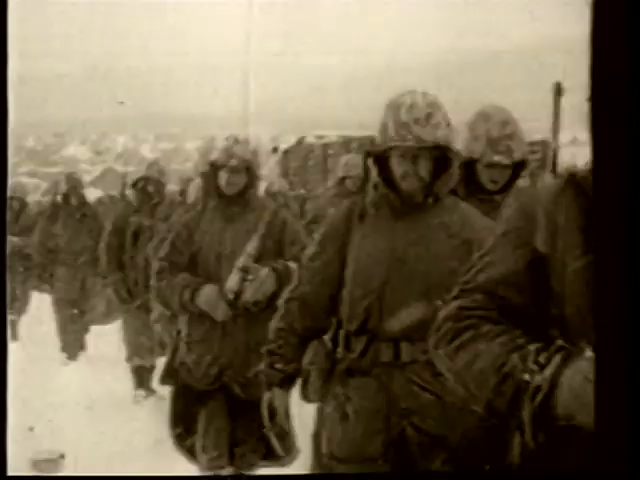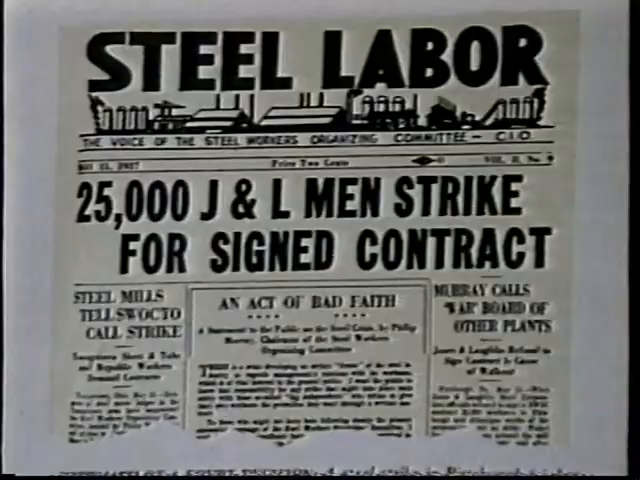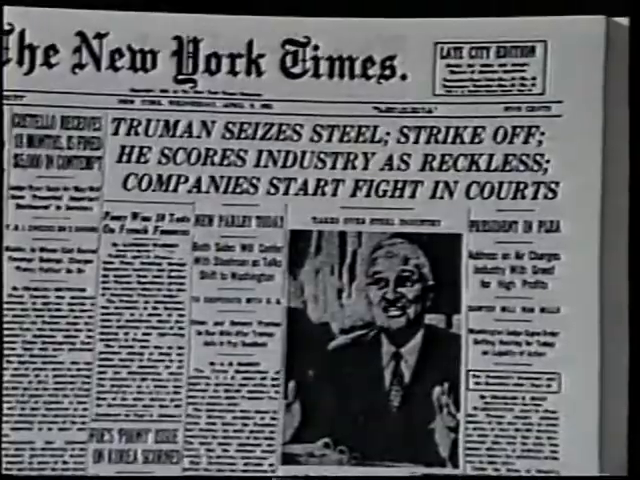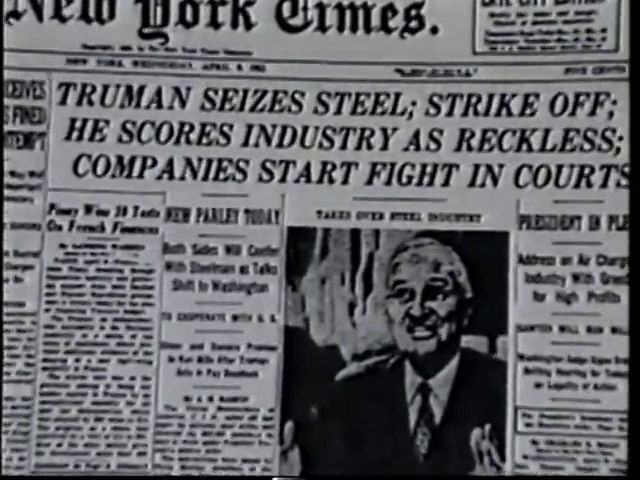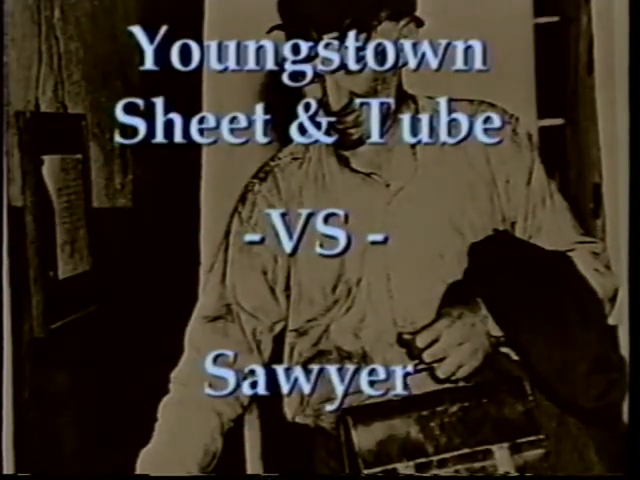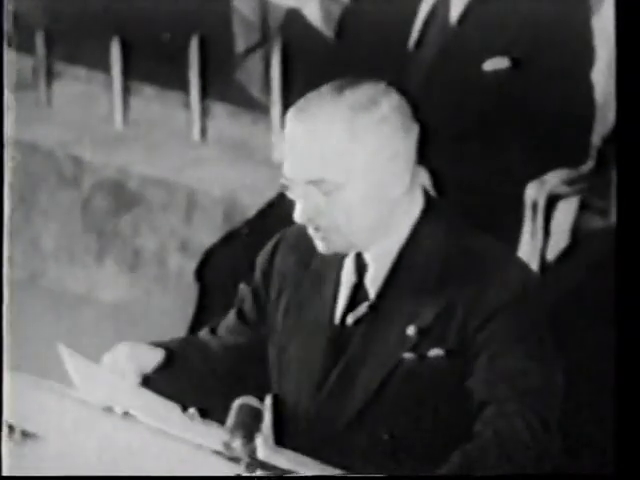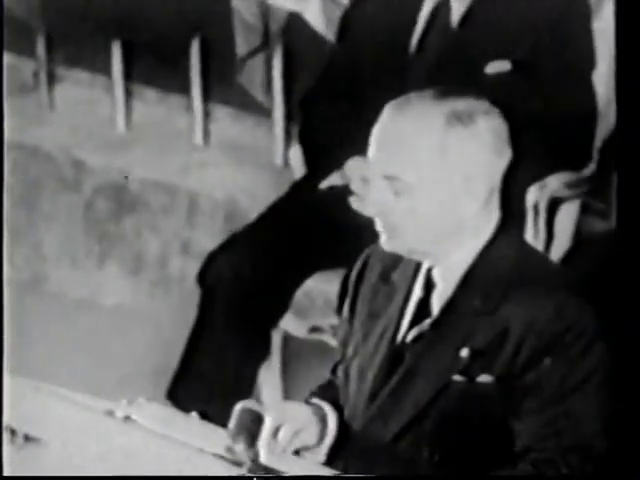In 1952, at the height of the Korean conflict, the nation's steel mills were about to be shut down by a major strike. Because steel production was vital to the war effort, Truman invoked his war powers under the Constitution and seized the steel mills. The Supreme Court asserted its authority in the case of Youngstown Sheet and Tube versus Sawyer and stopped the president's seizure of the steel mills, declaring that the Constitution did not allow him to seize private property. Truman unwillingly abided by the court's decision.